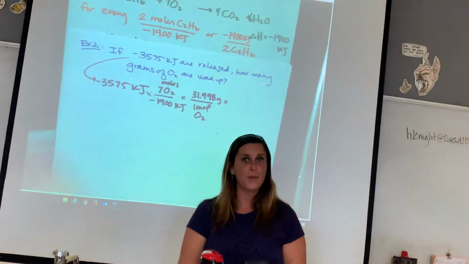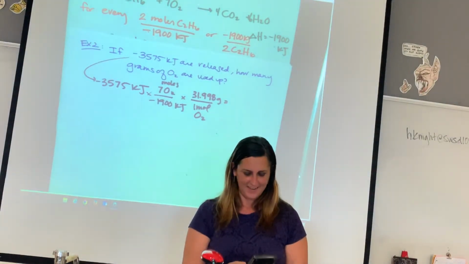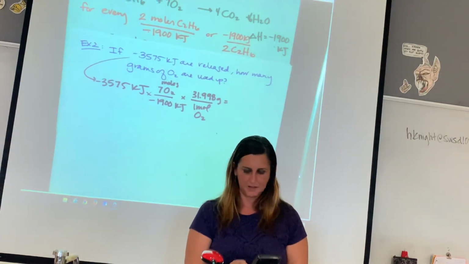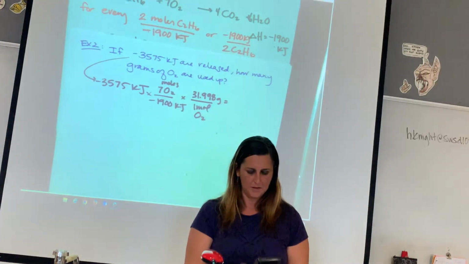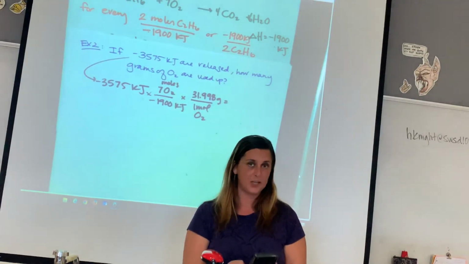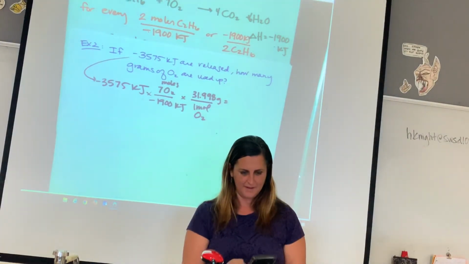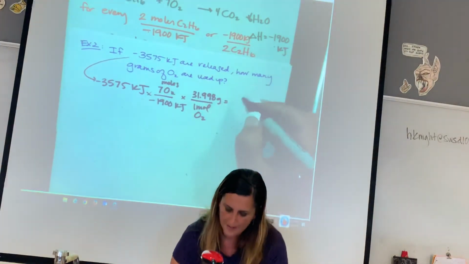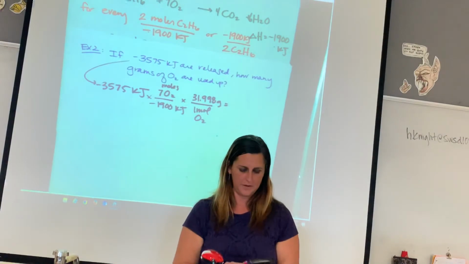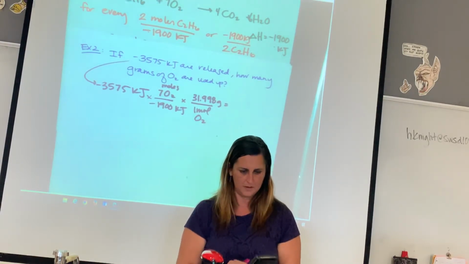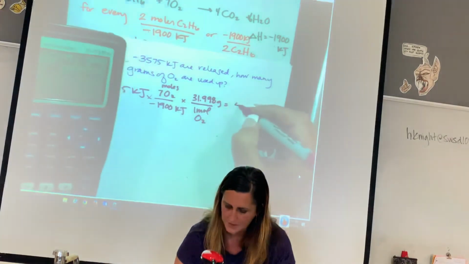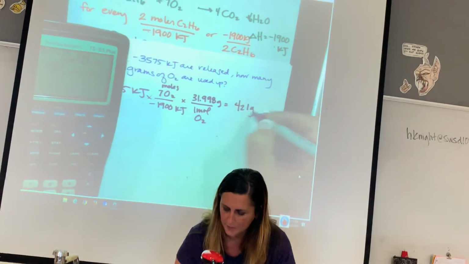And so we'll just break out our calculator again and plug in our numbers and chug out the answer. My college teacher always called it plug and chug. Okay, so let me just make sure: 3575 times 7 times 31.998 divided by 2. Yep. So this comes out to be 421 grams of O2.